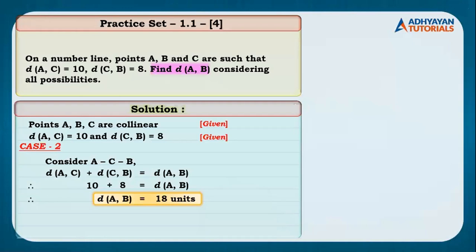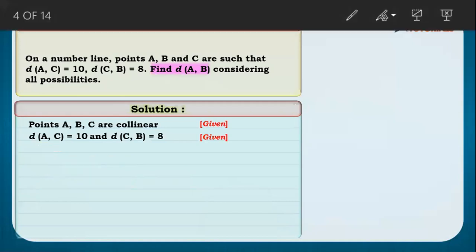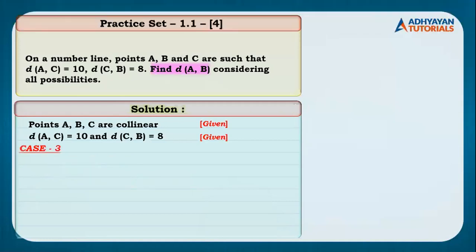Now we have only one case left. And which one is that case? B बीच में हो चुका है, C point C बीच में हो चुका है. So which point has to be between the other two now? Perfect. It has to be point A. So B dash A dash C.